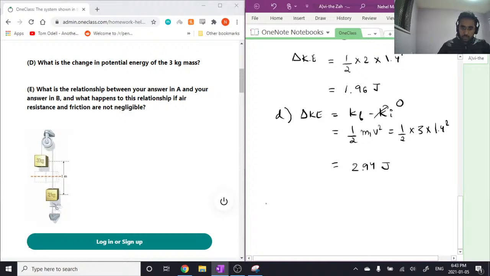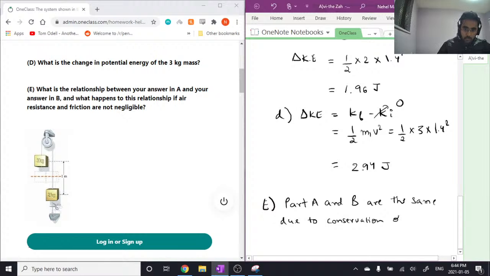So the answer to part E would be: part A and B are the same due to conservation of string.